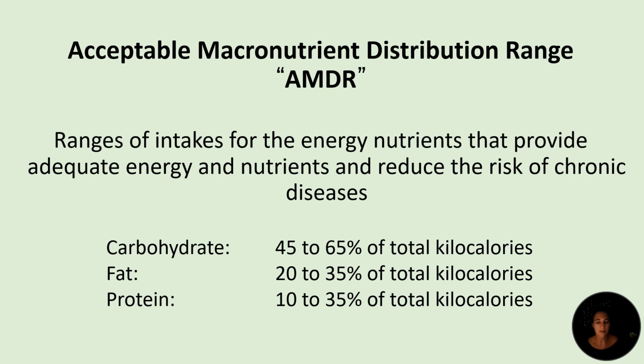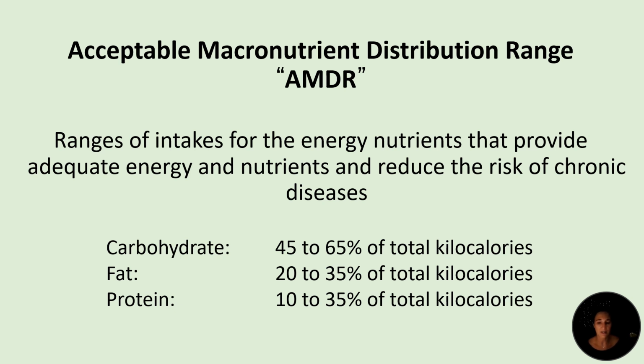So the AMDR is the ranges of intakes for the energy nutrients. So remember, those are carbohydrates, fats, and proteins. Those are our energy-yielding nutrients. These are the things that we eat that contain calories, and we break down these energy-yielding nutrients to get energy out of them. And so these are the ranges of the intakes for these nutrients that provide adequate energy and nutrients and reduce the risk of chronic diseases. Okay, so what does this mean?